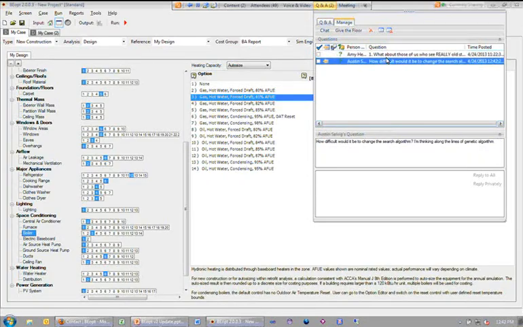Are there any additional questions on the phone? No questions have queued at this time. Okay. We're getting a couple more questions here that were submitted online. Austin asks how difficult it would be to change the search algorithm. I'm thinking along the lines of a genetic algorithm.